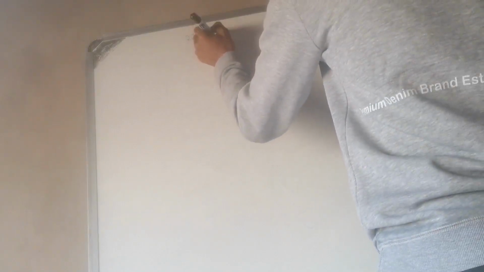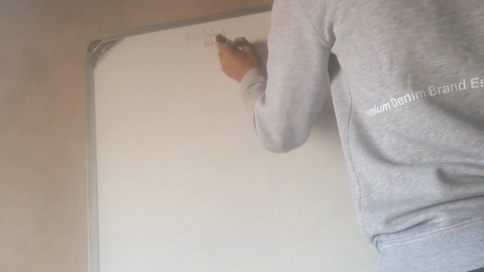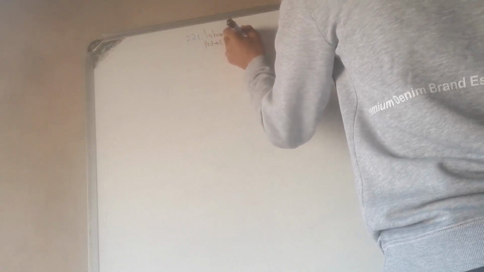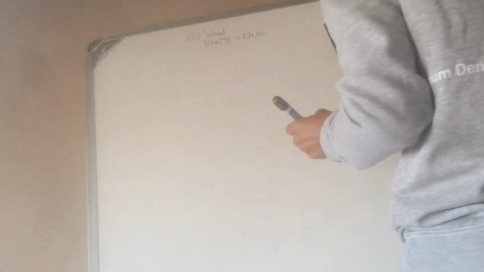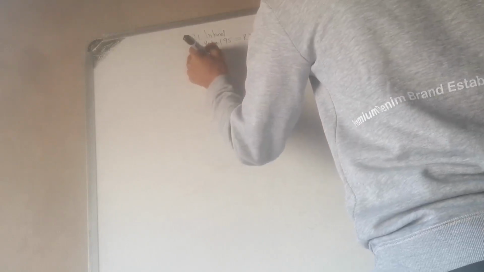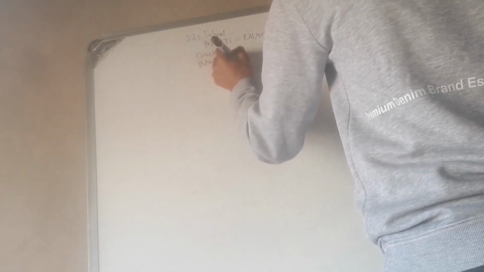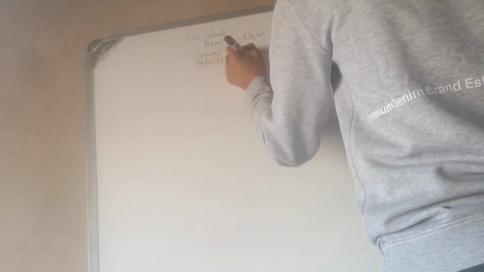So let me just do this. 2.2.1. Let me just put this down. So the difference in inland and coastal prices of petrol 95. So inland petrol 95 is 21 rand 40, and in coastal petrol 95 is 20 rand 45.